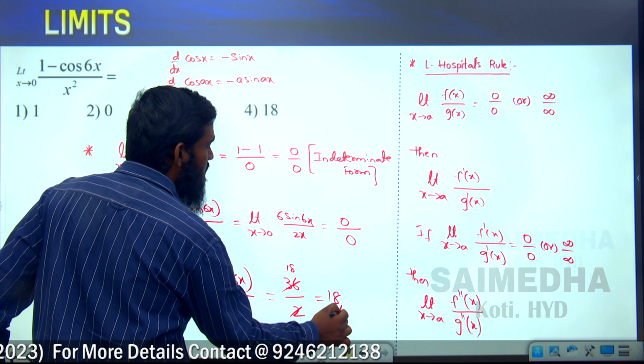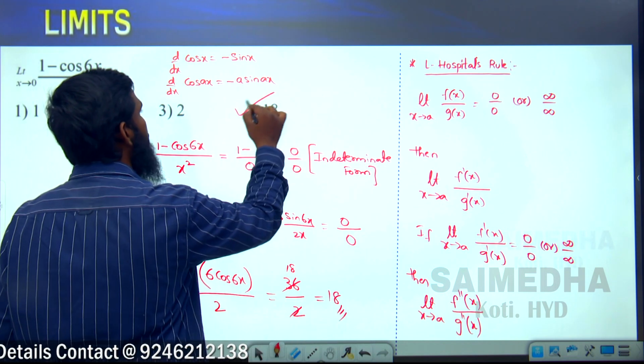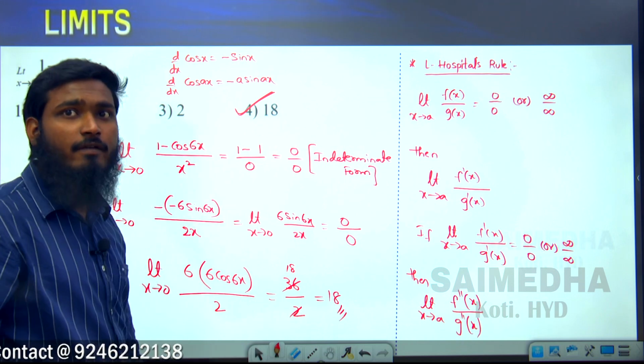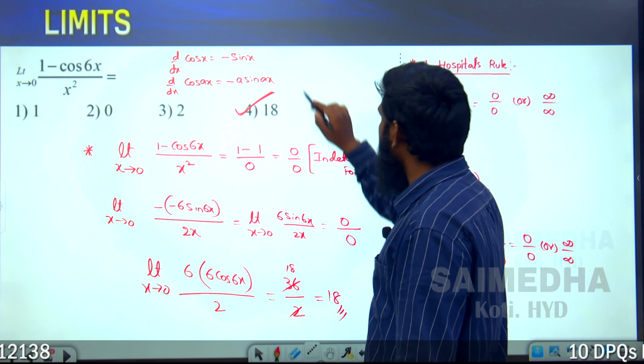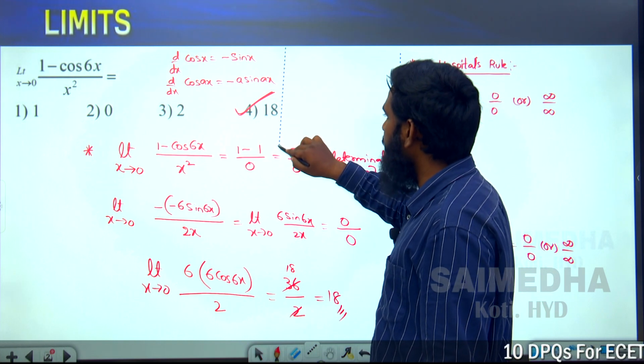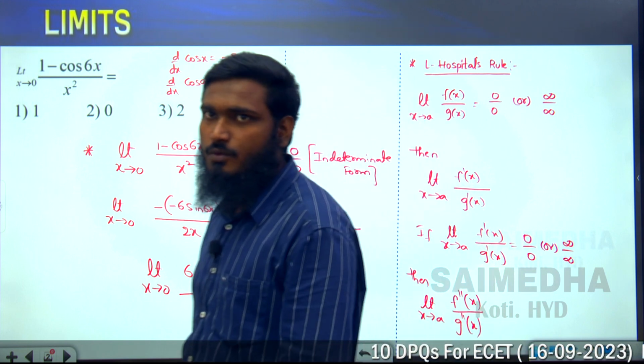So what is the final answer we are getting over here? 18. Okay, so 18 means the fourth option is correct. Now for this we have one trick also, a shortcut. This is also one of the shortcuts only, but again as per the standard limits we have this part also over here. Listen carefully.